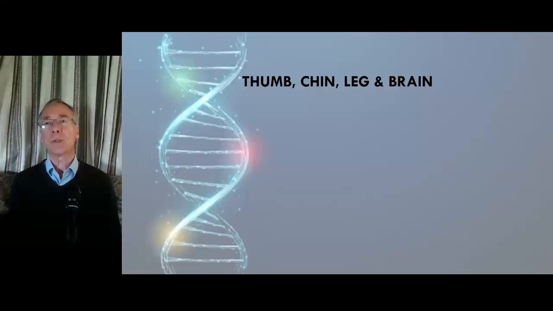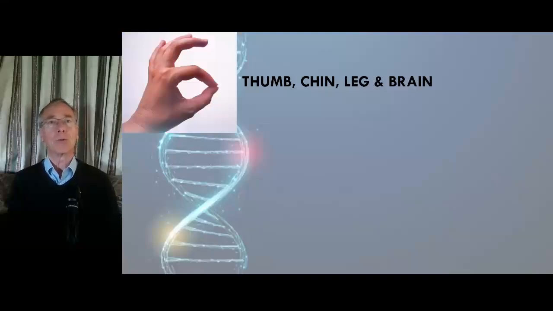Just 4 features which highlight some of the differences between apes and humans. Just to finish, I want to look at the thumb, the chin, the leg, and the brain. We have opposable thumbs. If I hold up my thumb, you can see I can bring my fingers onto my thumb without any problem. Now, apes can't do this. The opposable thumb is a feature of humans.